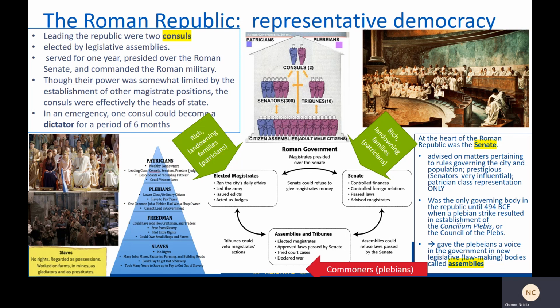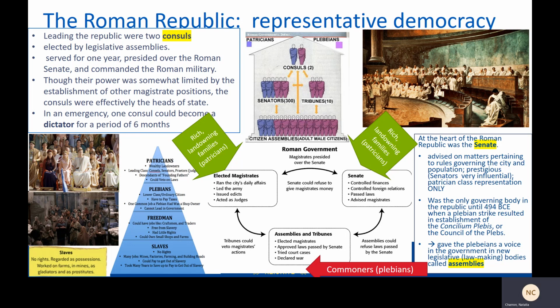Crucially for the next part of this story, Rome had a provision for emergencies. Democracies can be kind of slow to react in an emergency, so sometimes you do need like one person to take authority and guide everybody. So, in an emergency, Rome had a provision that one of these consuls could become a dictator for a period of 6 months. Keep that in mind when we get to the story of Julius Caesar.